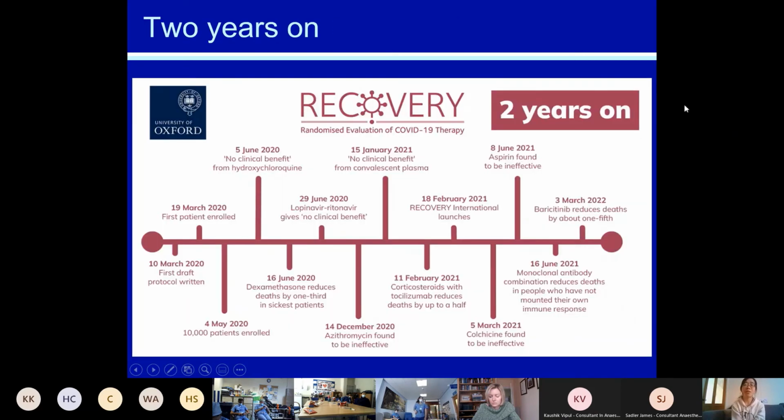Keeping along 2 years on, this is a diagram that was on the RECOVERY website that basically summarizes all the different arms. So from the beginning on the left, when the trial first started, to on the right, with all the results of the treatments that we've had so far. Like I've already mentioned, dexamethasone, tocilizumab, ronapreve, and baricitinib are the ones that have come out positive, and all the other ones have now been proved to not be beneficial, at least in the RECOVERY trial. So aspirin, colchicine, hydroxychloroquine, convalescent plasma, they have all been dismissed as ongoing COVID treatment.